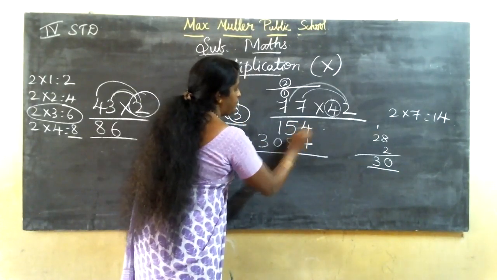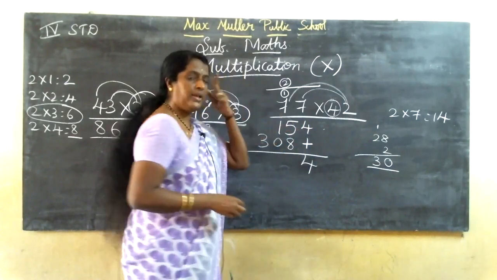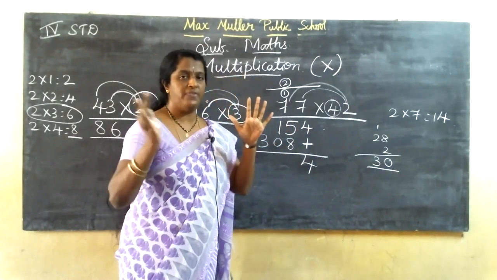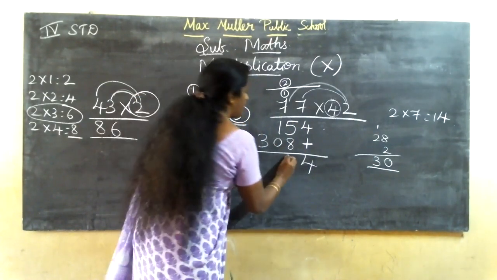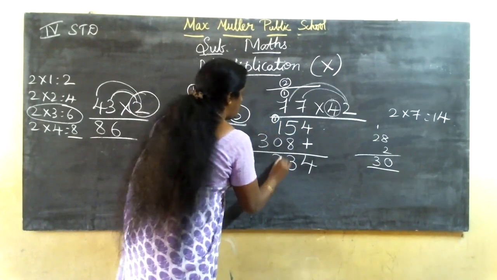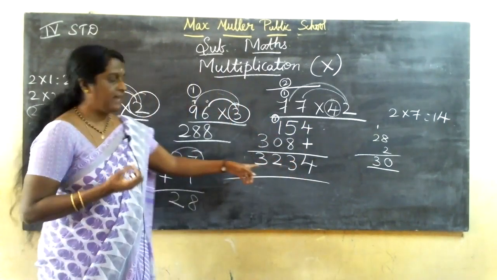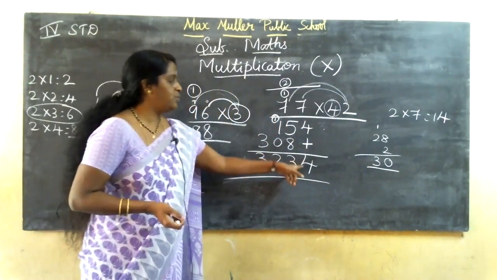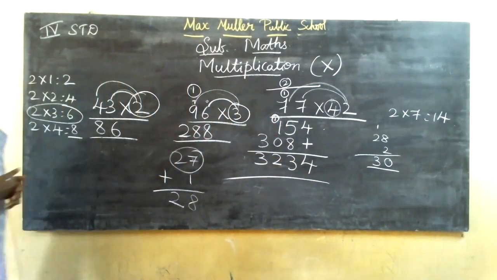So 154 plus 308: 4, 5, 5 in the mind, 8 on my finger after 5, 6, 7, 8, 9, 10, 11, 12, 13, 3, 1 carry, 1 plus 1, 2, 3. So you are complete, you got the answer 3234. So copy down this, children.